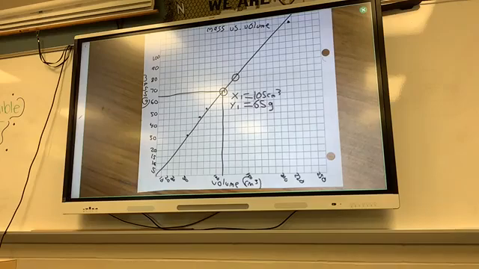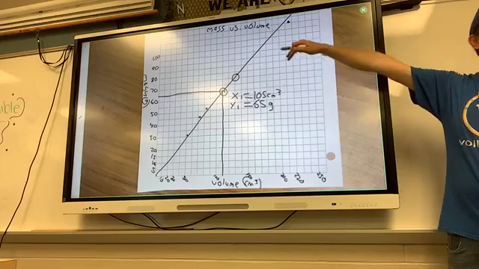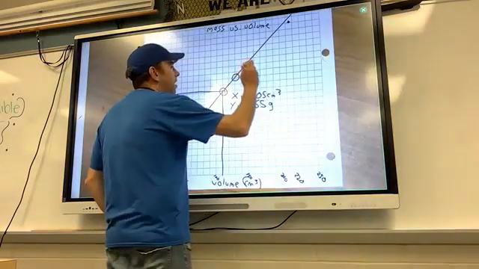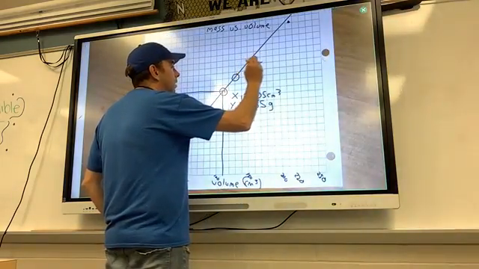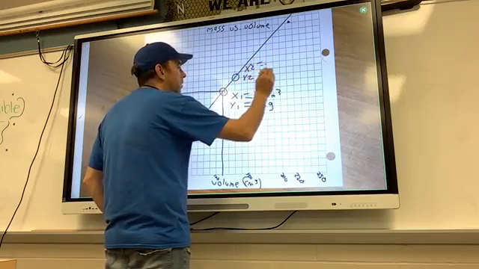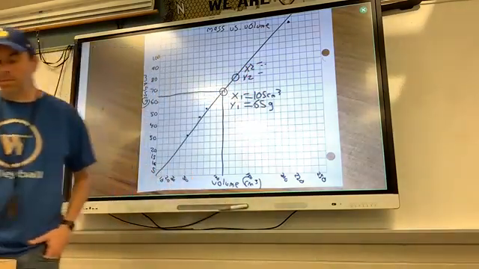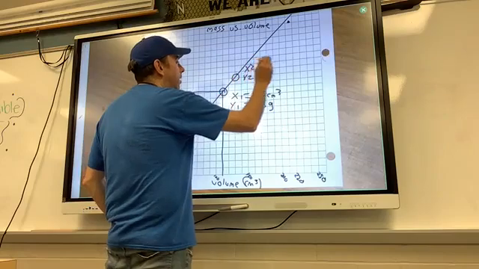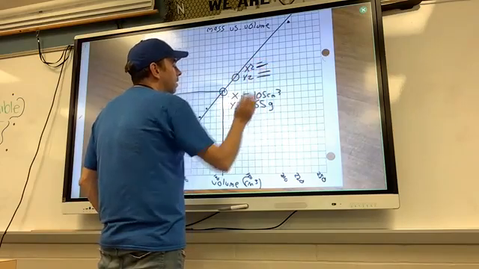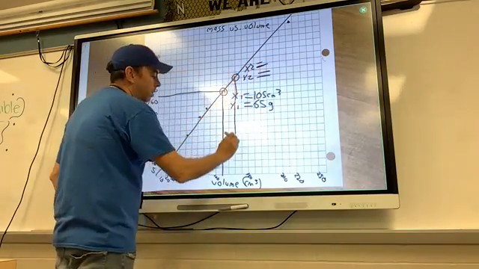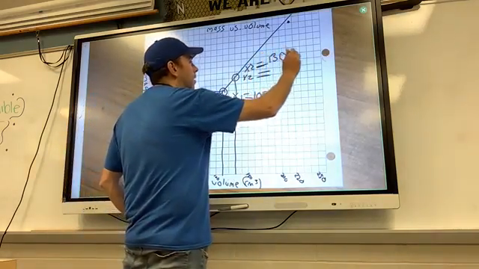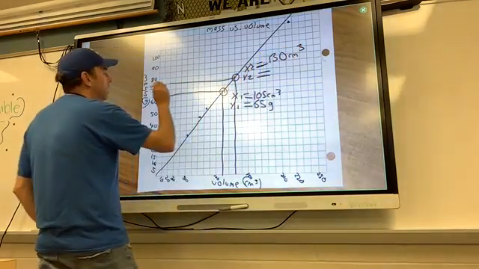So I have my x1, y1. Did you guys find your x1, y1? Guess we're going to label the second point. X2, Y2. So the second one is going to be X2 equals, Y2 equals. So my x2 is 130. My y2 is 75.